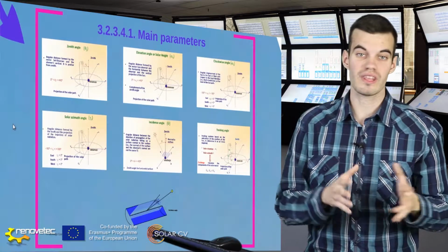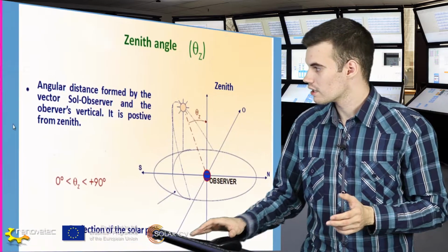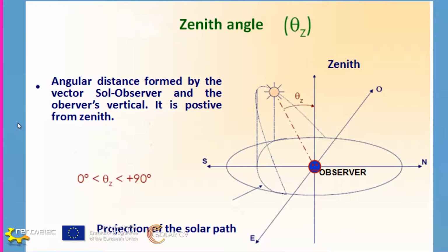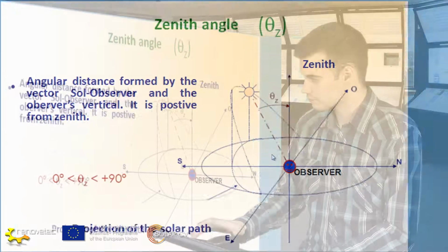And now we must review the different angles. Zenith angle is one of the most important angles, and it is the angular distance formed by the vector sun observer and the observer's vertical. That is, here is the sun, here is our vertical, and here is the vector which joins our position to the sun. And this angle is positive from here to the horizontal plane.